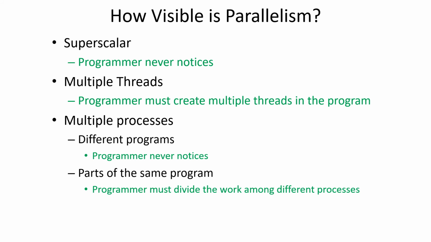Multiple threads. If you want to run multiple threads, then the programmer has to be very aware of that. You'll have to execute instructions that create multiple threads. Multiple processes may or may not be visible. If you're using processes very similar to how you might be using threads, some programs have multiple processes, some have multiple threads, then the programmer will be very aware of it. On the other hand, if you're writing a program and you don't have to think at all about what other programs might be running on the computer at the same time, then it's completely invisible to the programmer.